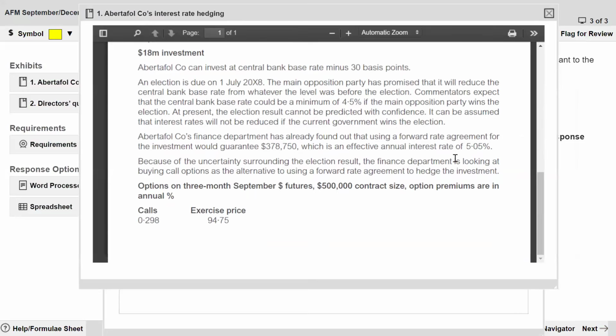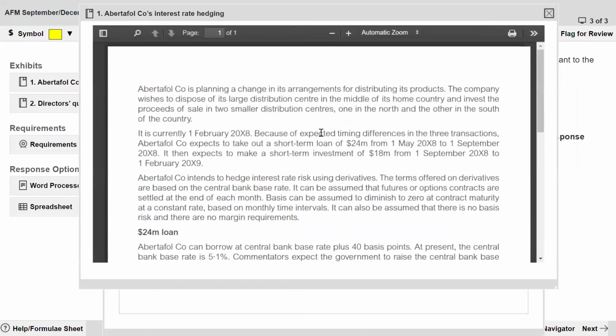Basically what happens is that in this scenario, it says Abertafol is planning to change its arrangement for distributing its products. The company wishes to dispose of its large distribution center in the middle of its home country and invest the proceeds of sale in 2 smaller distribution centers, one in the north and the other in the south. It is currently 1st February 2008.